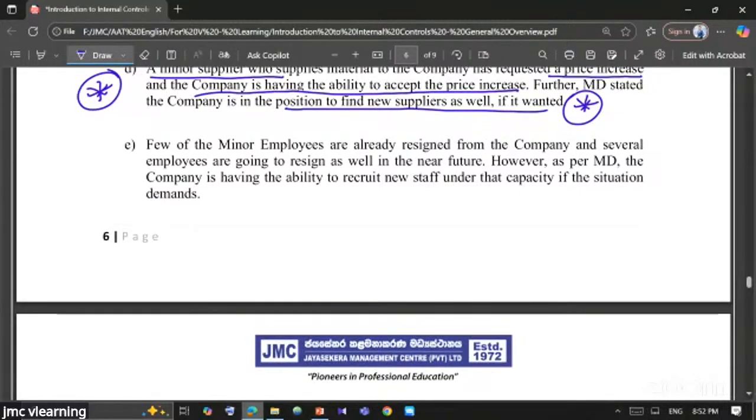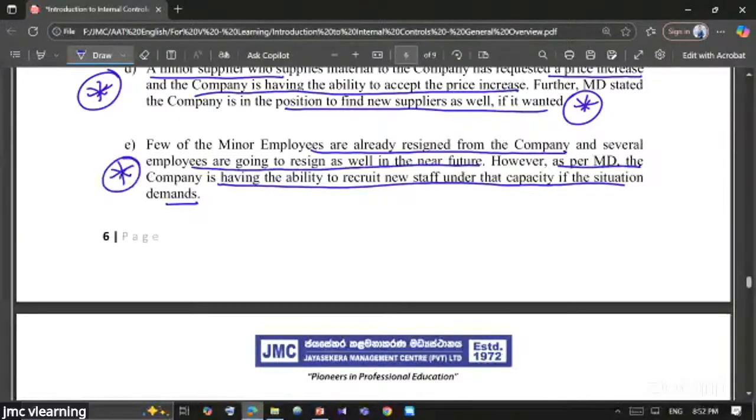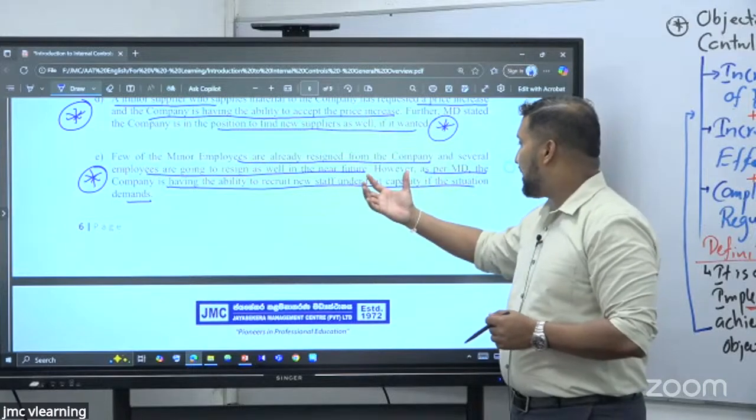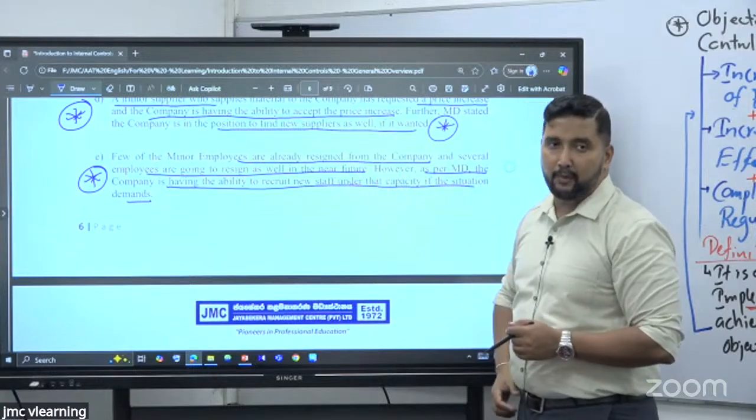A few of the minor employees have already resigned from the company, and several employees are going to resign in the near future. However, as per the MD, the company has the ability to recruit new staff within capacity if the situation demands. The MD further stated that if the situation demands, we can recruit those minor employees as well.